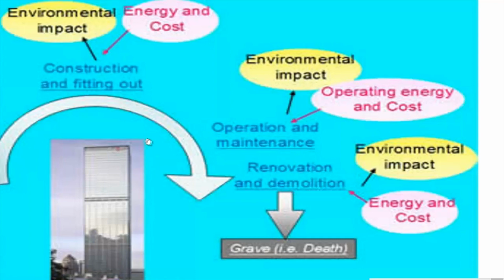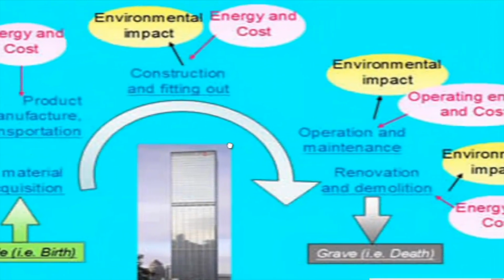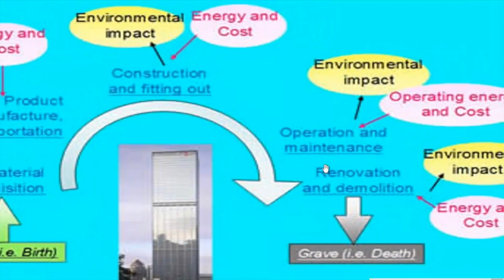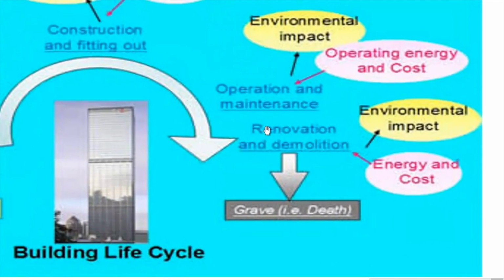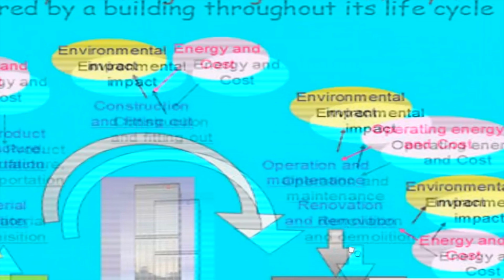We all know that over a period of 60 years, any type of building requires some amount of maintenance, and also renovation and demolition, whether it needs to be renovated in a proper way or demolished and rebuilt again. Everything includes the end of life of the building. Again, if you look at it, it is environmental impact, energy and cost of the material.